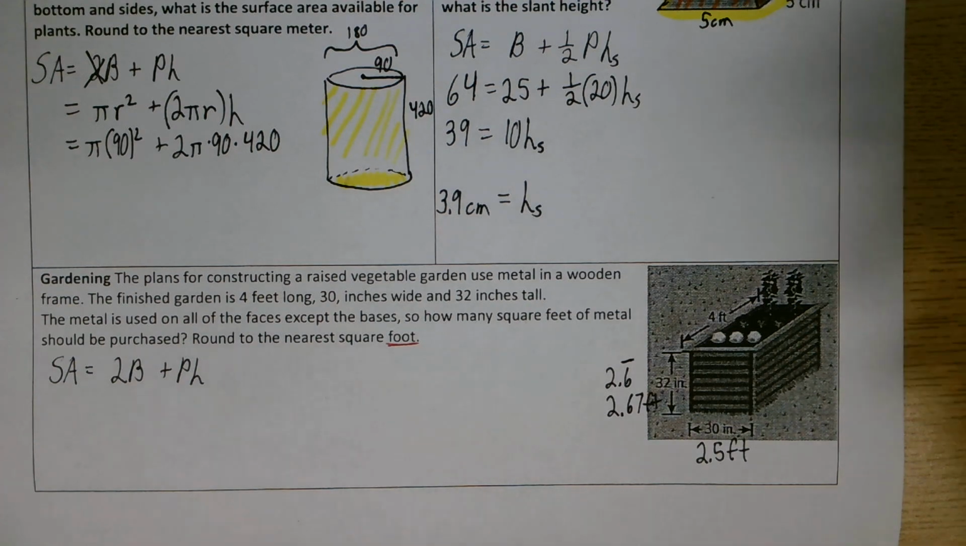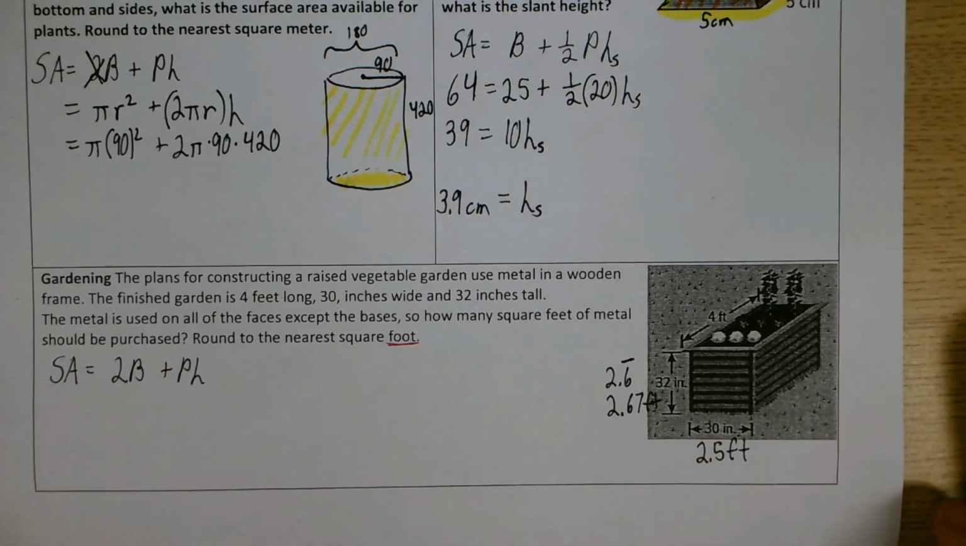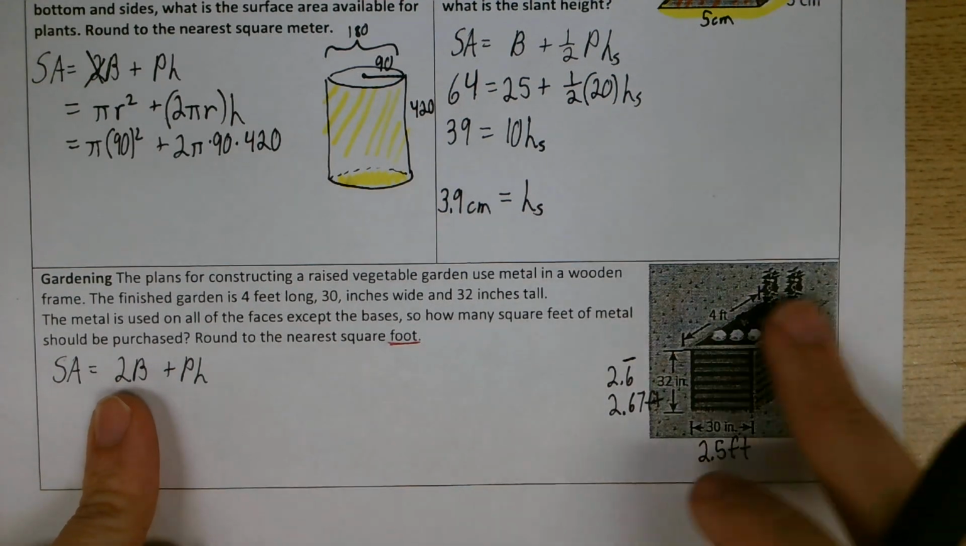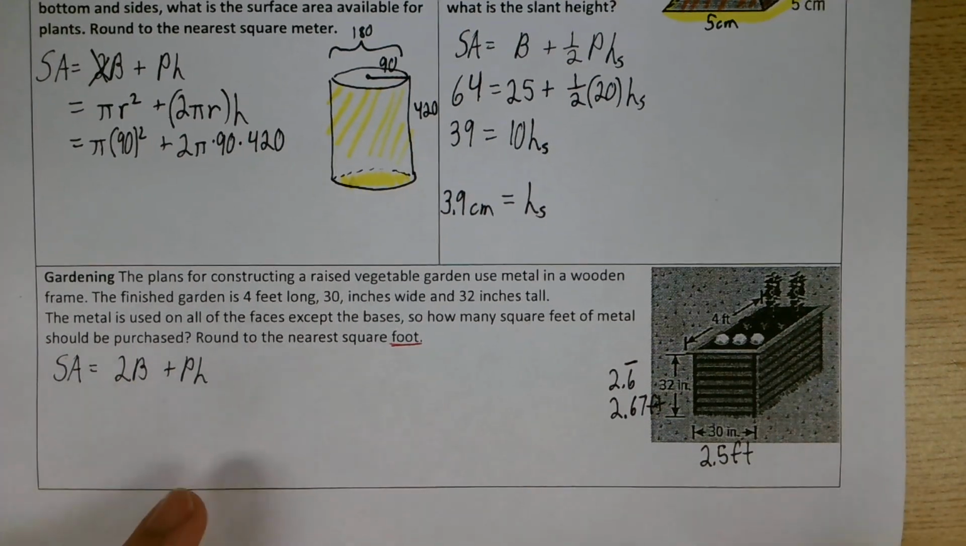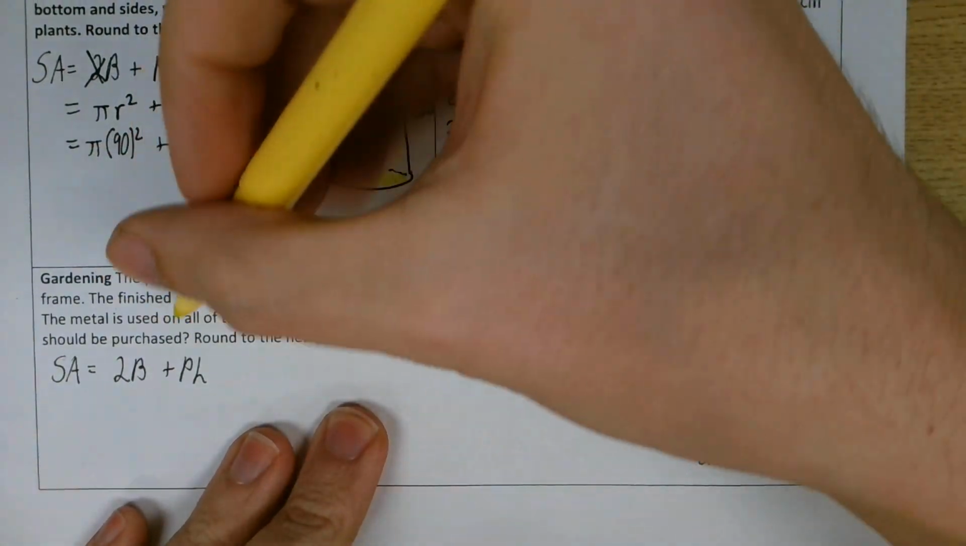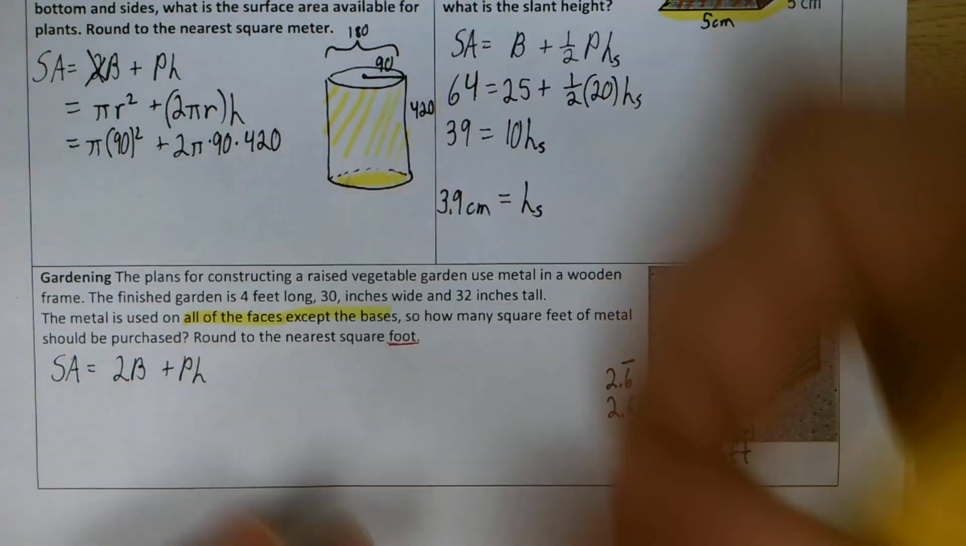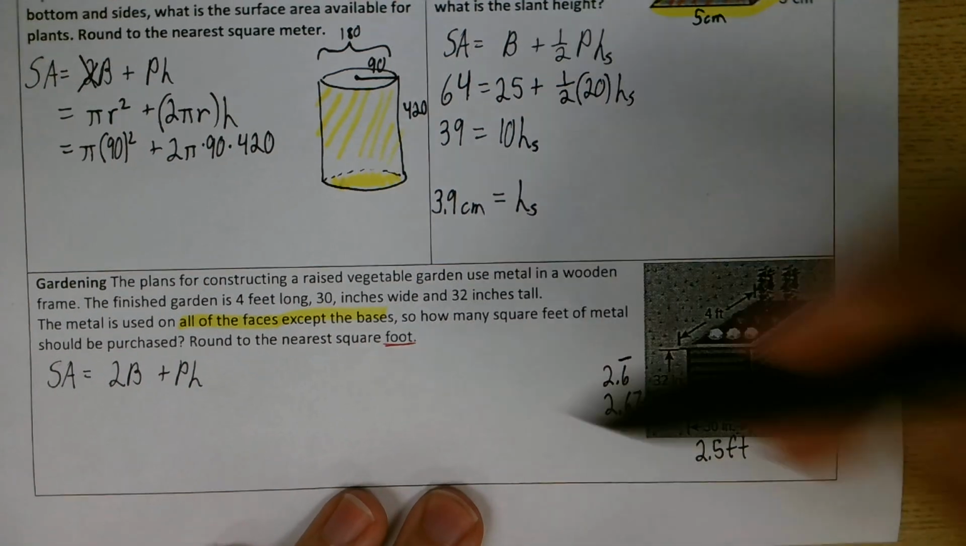Now, we want to be talking about surface area. We got our formula for the rectangular prism here. But do we need all of it? Well, let's see. We're going to use metal on all the faces except those bases. Except the bases.